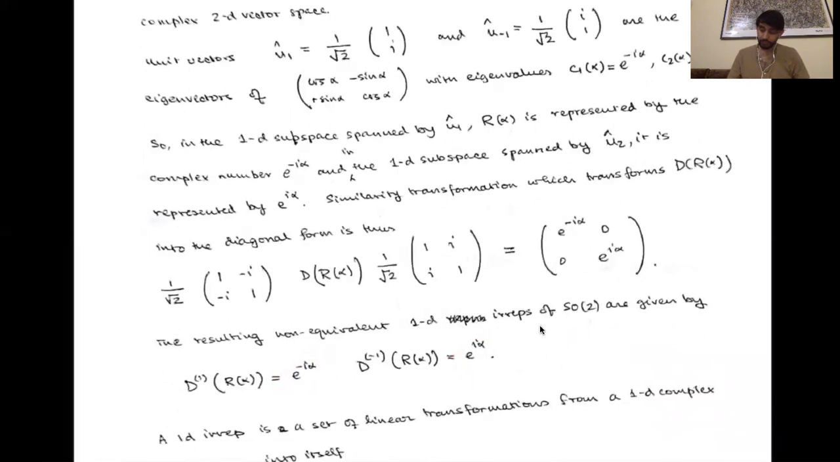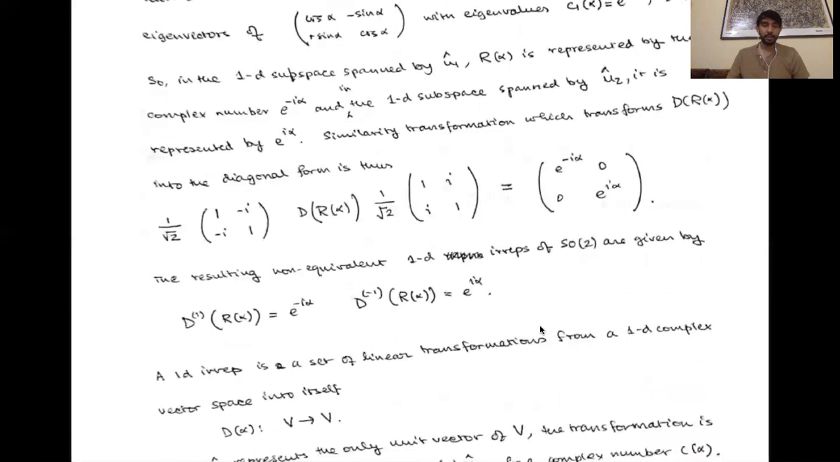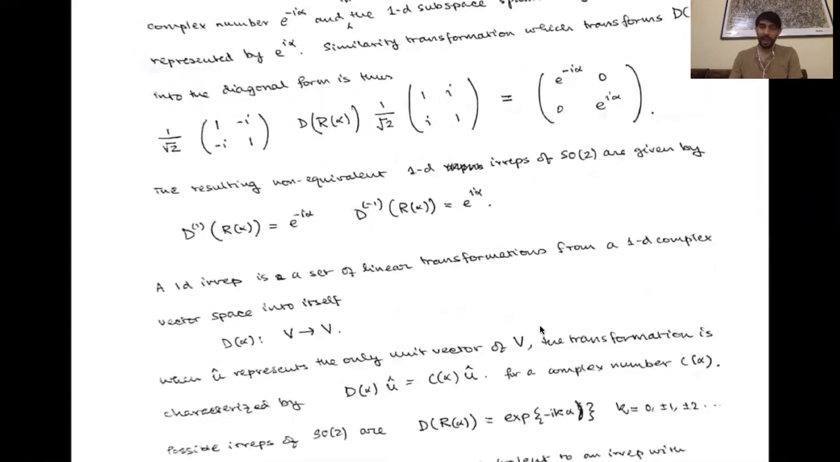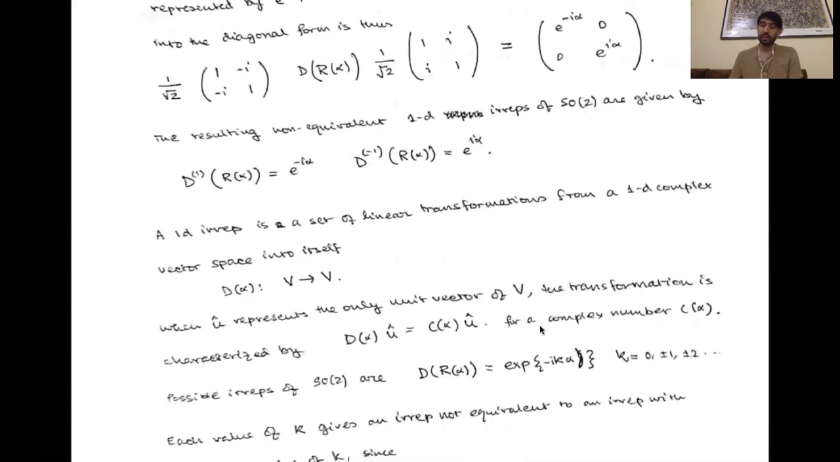Okay. So what is this? So these 1D irreducible representations are a set of linear transformations from a 1D complex vector space onto itself. And so what is going to happen is that this u vector is going to represent the only unit vector of V, and the transformation is just going to look like this. Okay.